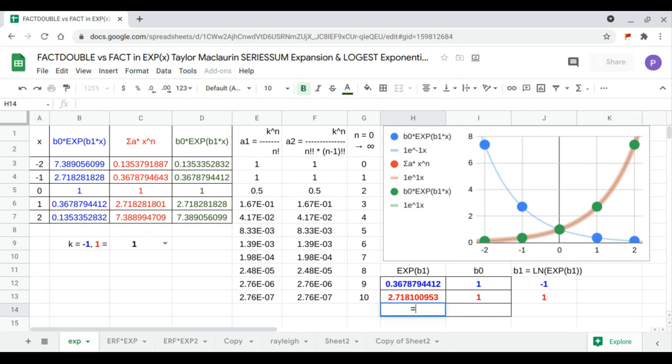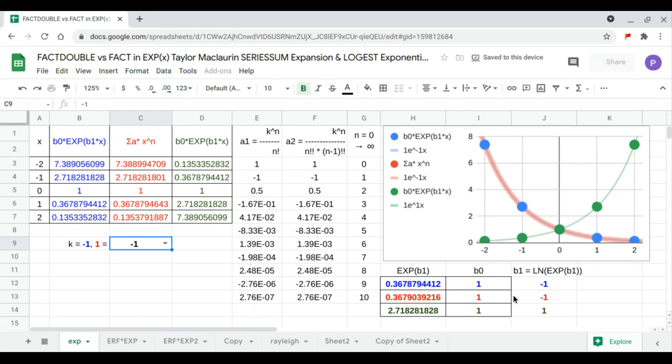And the value for the growth, which is LOGEST data y and data x. And this will be ln of this value. So it is +1. That's for the growth. We toggle this to -1.